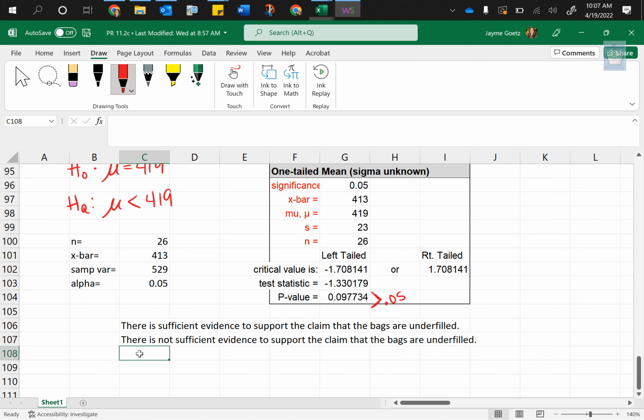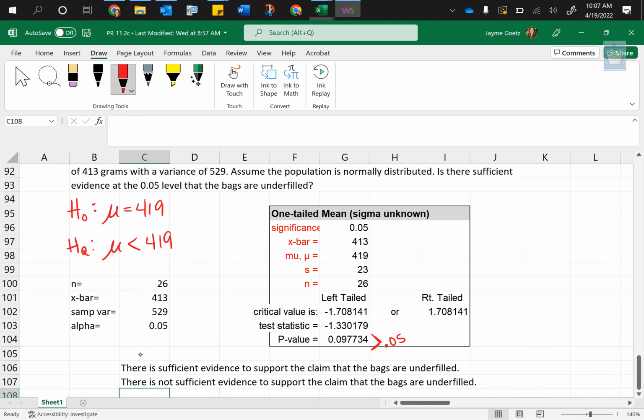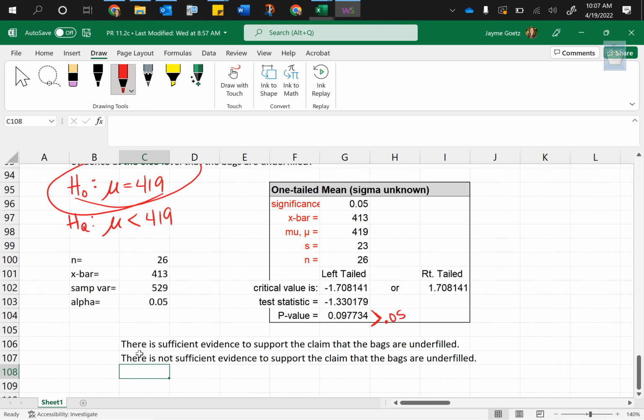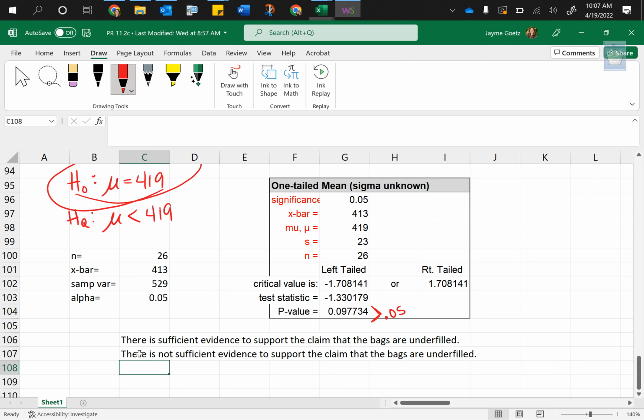You have to think critically. You have to do some logical thinking. We understand the P is high. P is high means the null must fly. We accept the null, right? You have to figure out, what does that mean in layman's terms? We accepted the null. So is there sufficient evidence or not to support the claim that the bags are being underfilled? No, we don't support that the bags are being underfilled. We're saying that based on this evidence, it's sticking at 419. So there is not sufficient evidence to support the claim that the bags are underfilled.